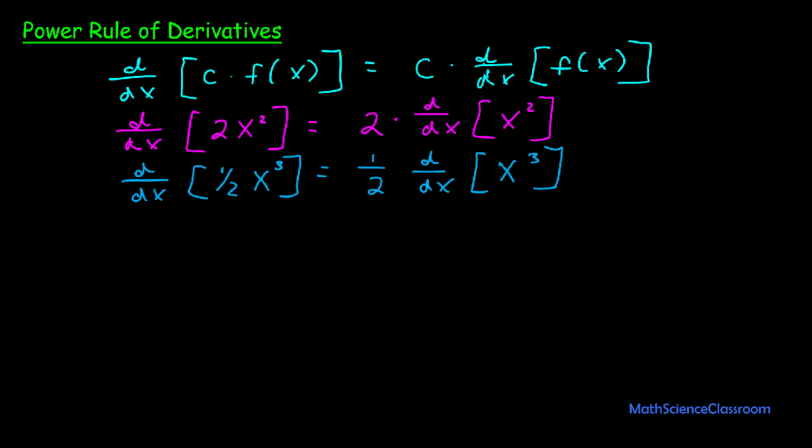Okay, let's solve another. So d dx of -3 x to the 6. So let's isolate the constant. The constant is -3. So -3 d dx of x to the 6th.